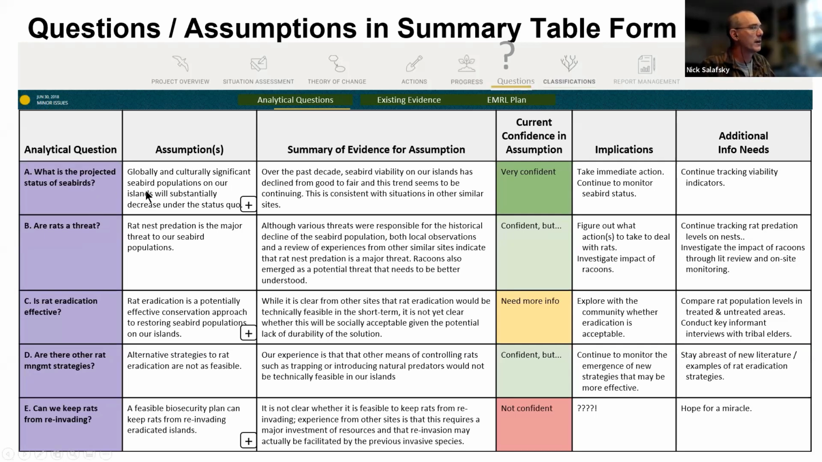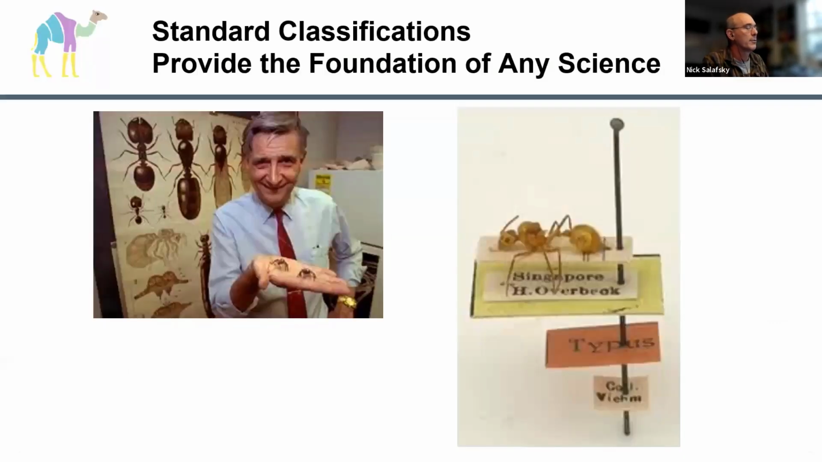So here are our analytical questions. Here are our assumptions. And then we can put our summary of evidence for the assumption, our confidence in that assumption, the implications of what it's going to require us to do for action, and then additional information needs. And these information needs become the basis of your monitoring plan or your learning plan going forward. I could spend probably a couple hours talking about this, so this is just a little teaser, but this is how we're starting to think about evidence and learning and integrating evidence and learning into one integrated feature in Miradi.